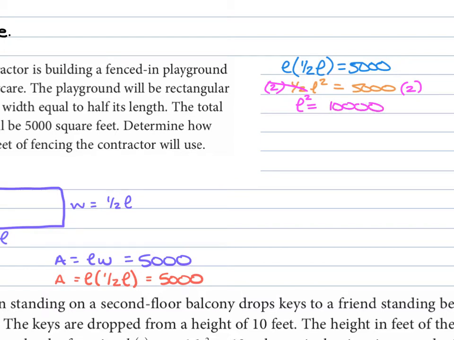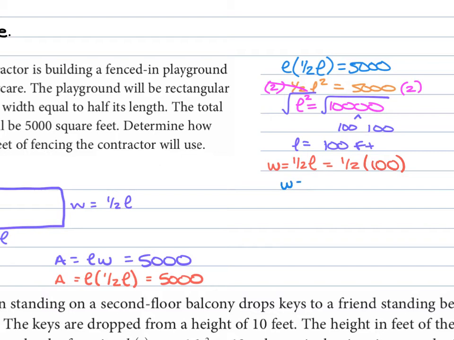So from here, we take the square root of both sides. That 10,000 is 100 times 100, so that L is equal to 100 feet. Now our width is 1/2 of that, so width is equal to 1/2 times L, which is 1/2 times 100. So from here, we are going to divide the 100 by 2 to get that our width is 50. And then that's feet. So our length here is the 100, the width is 50.